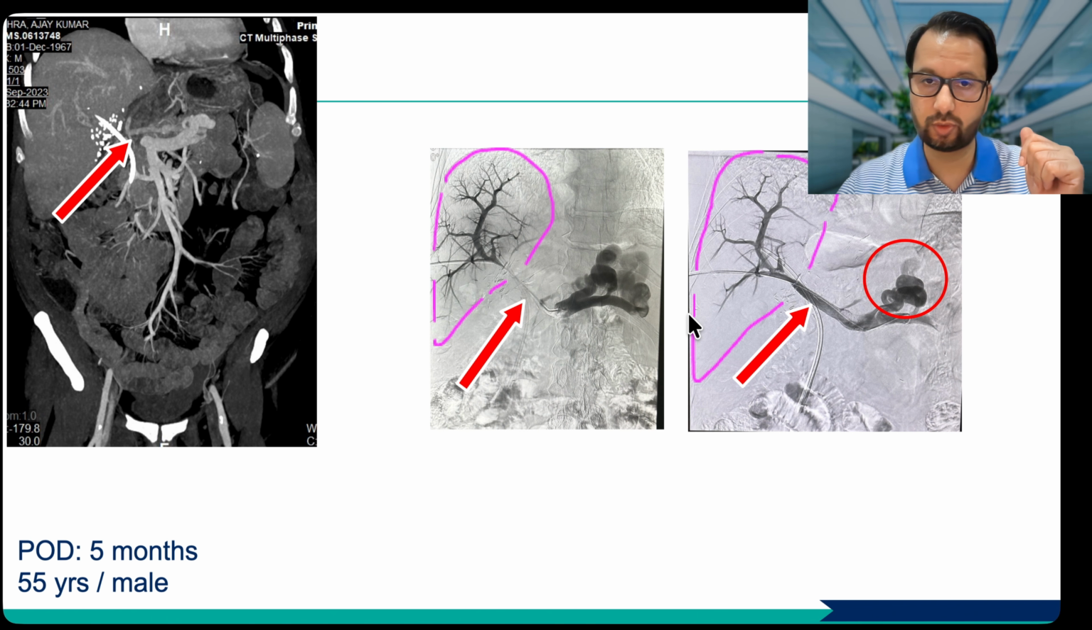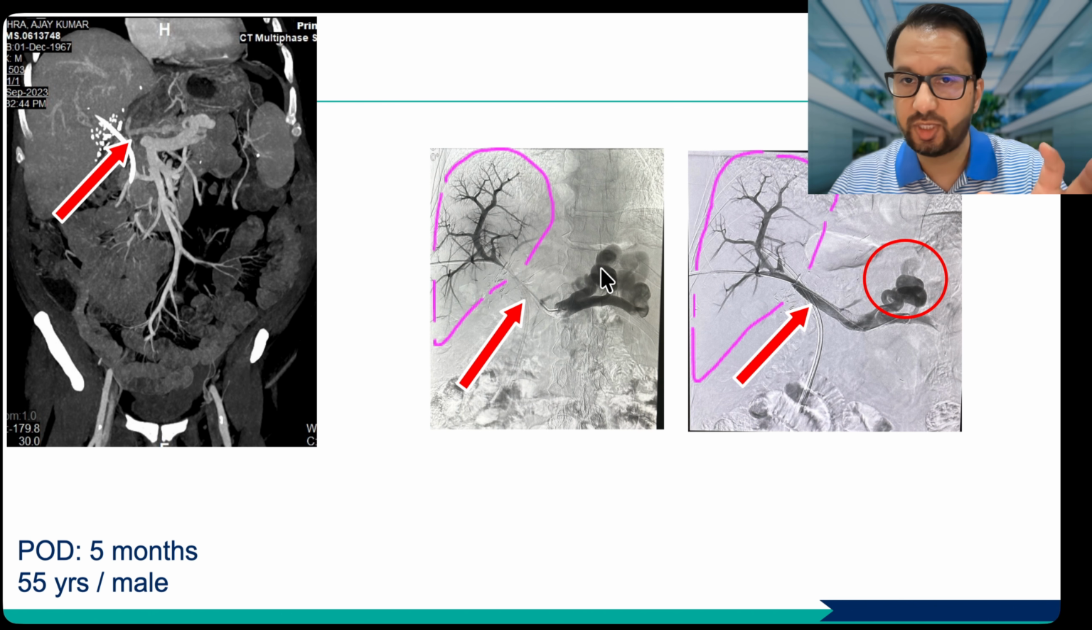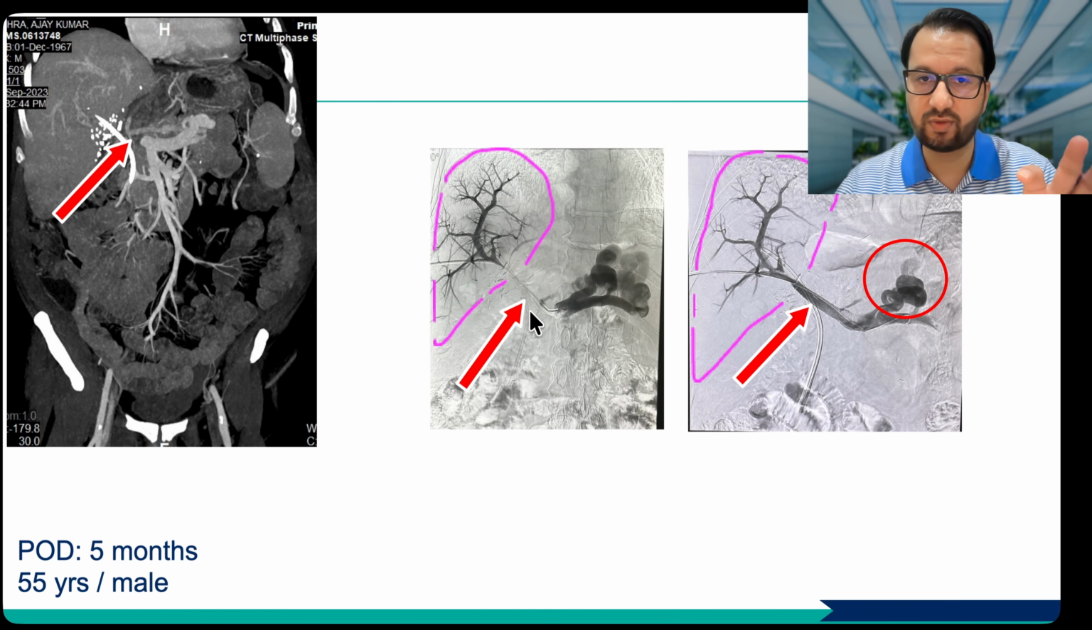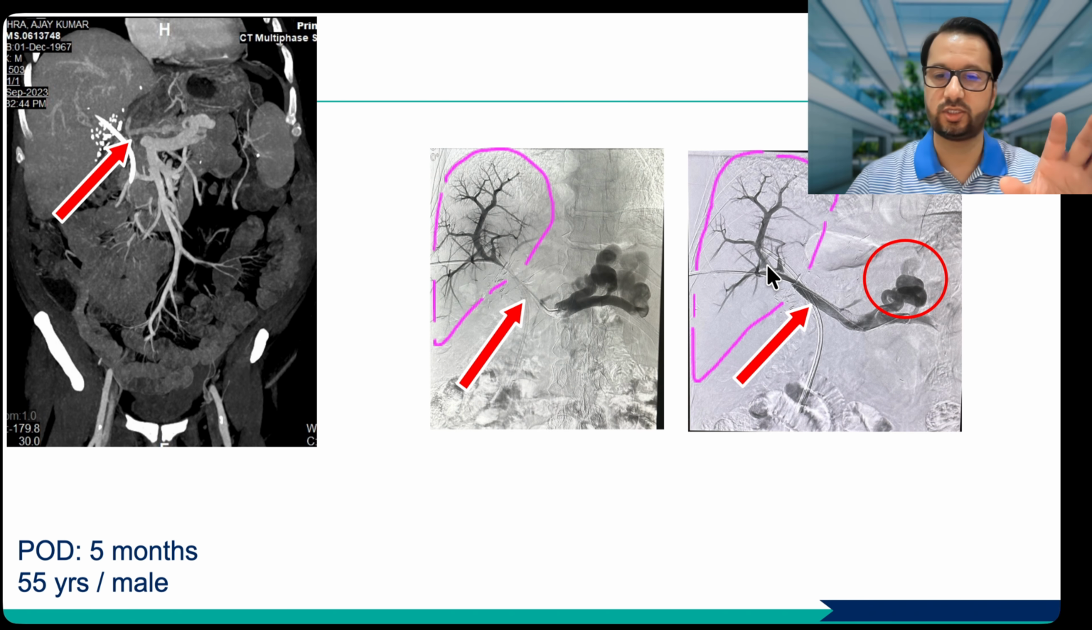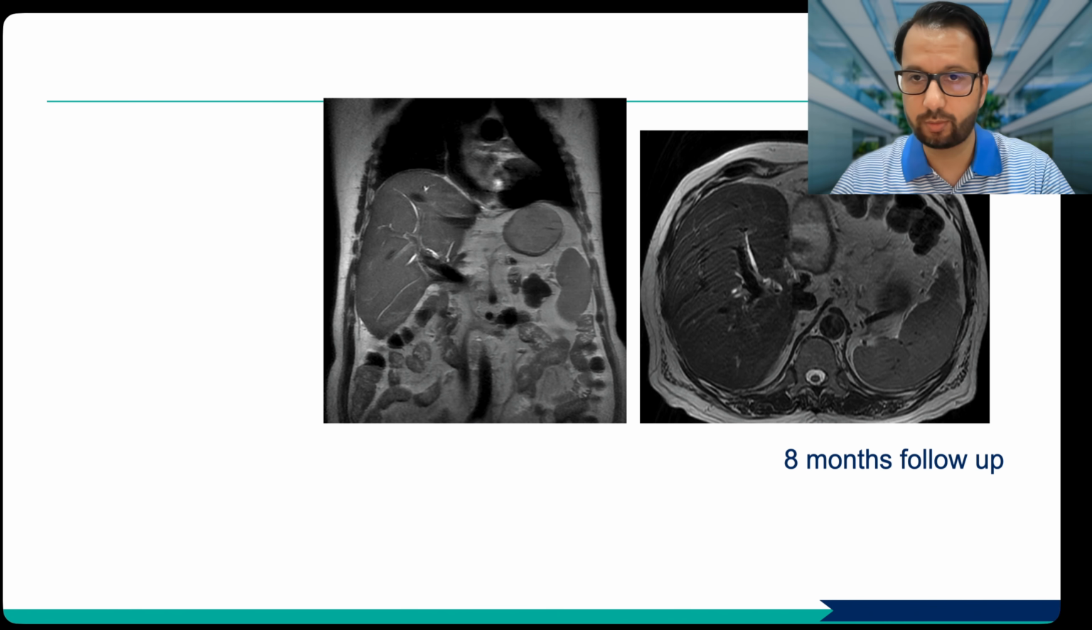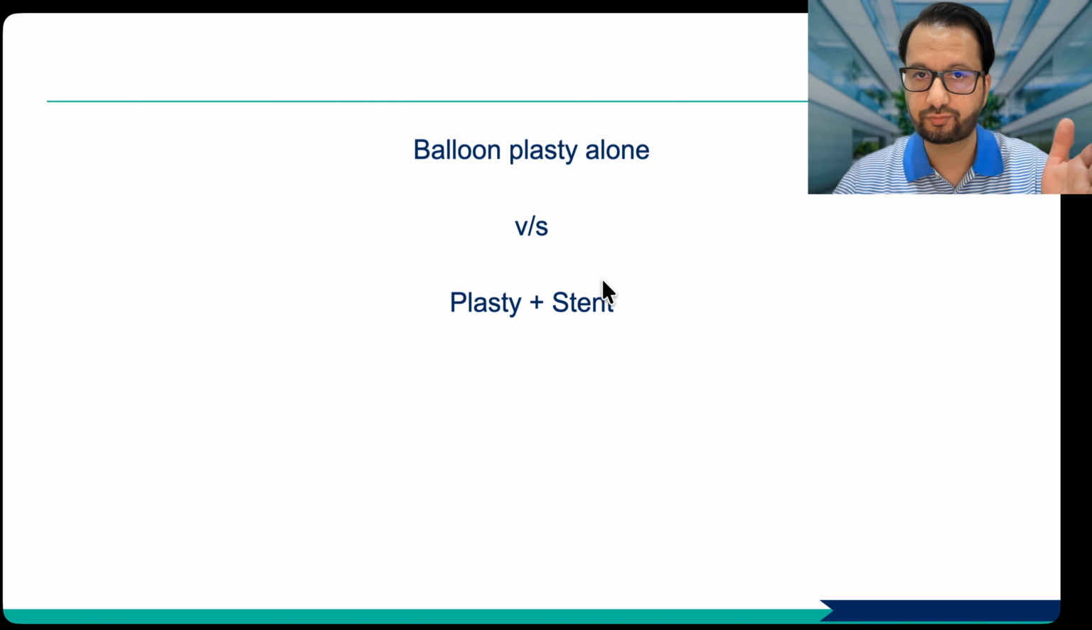We were able to do angiography. These are the DSA images. We see that the intrahepatic portal vein branches are patent. The splenic vein is patent, but the main portal vein is completely occluded and there is no flow. We were able to balloon dilate it, and after balloon dilatation we placed a stent and excellent flow could be achieved. These are the follow-up images of the same patient. At 8 months, we see the intrahepatic branches as well as the main portal vein are patent.